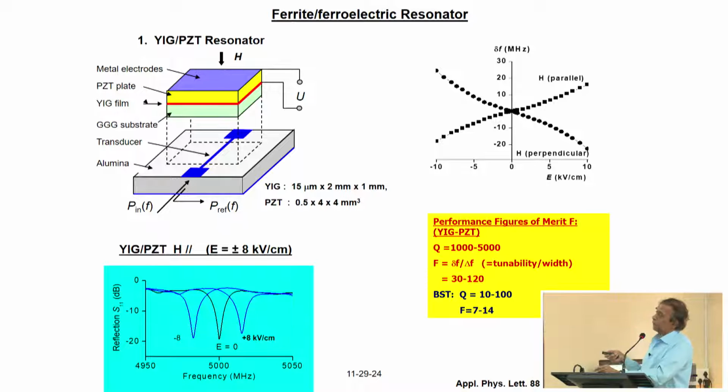And you can make a similar resonator with a ferroelectric. These are ferroelectric resonators, and you can tune them with an electric field. And if you put together a resonator with BST, that is barium strontium titanate, the Q values range from 10 to 100, and this figure of merit is 7 to 14. So this device has much better numbers, both Q and the figure of merit, compared to a ferroelectric-only resonator.